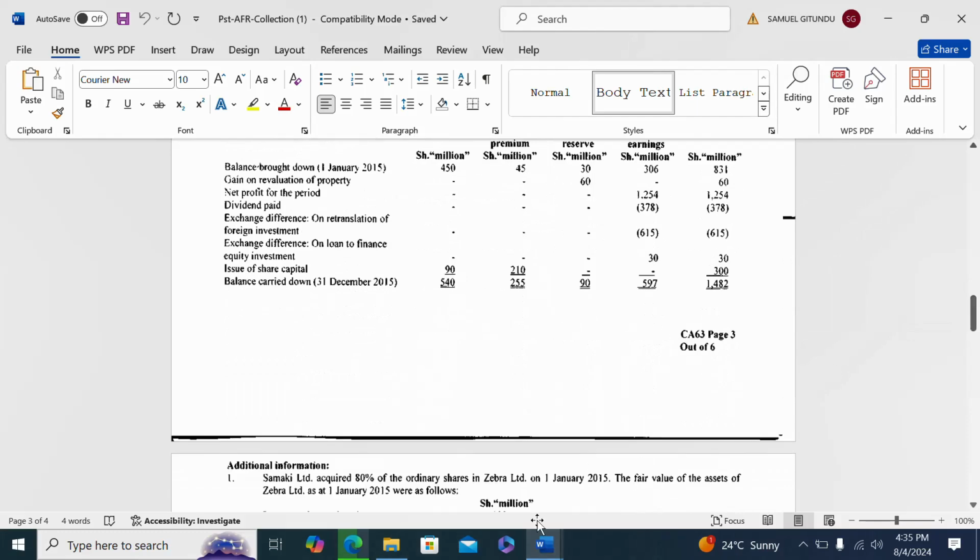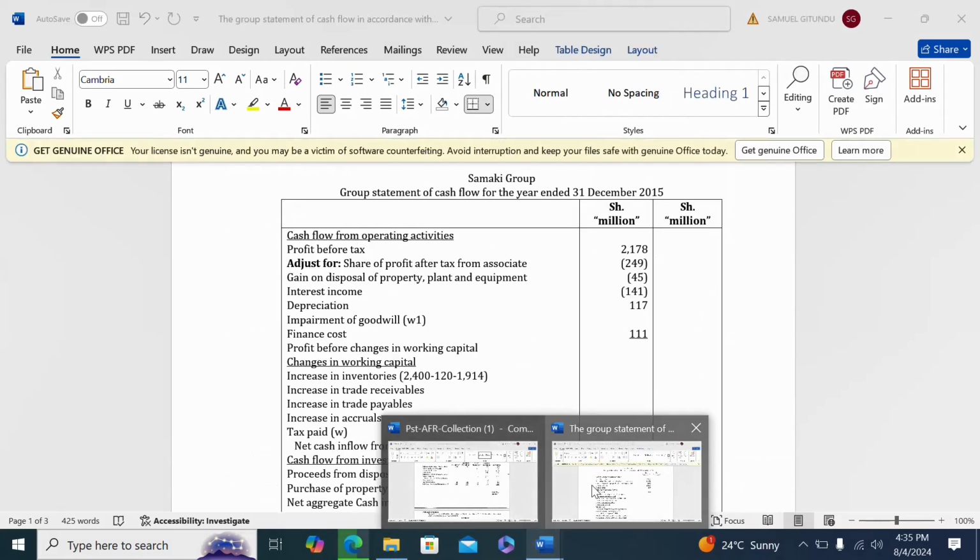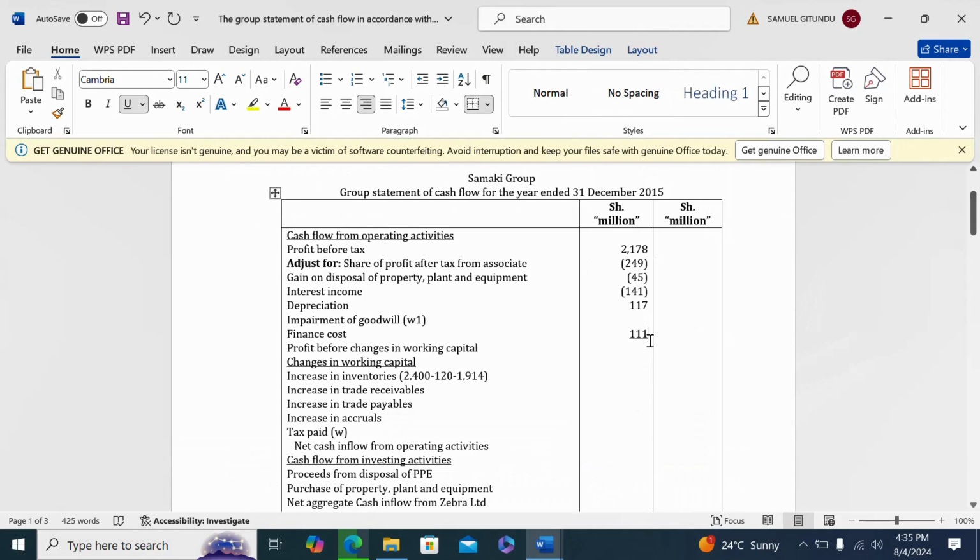Yeah, it is 1914. So how much are we getting after doing 2,400 minus 120 minus 1914? I'm getting 366. So that is an increase in inventory. An increase in inventory we deduct because it represents a cash outflow.